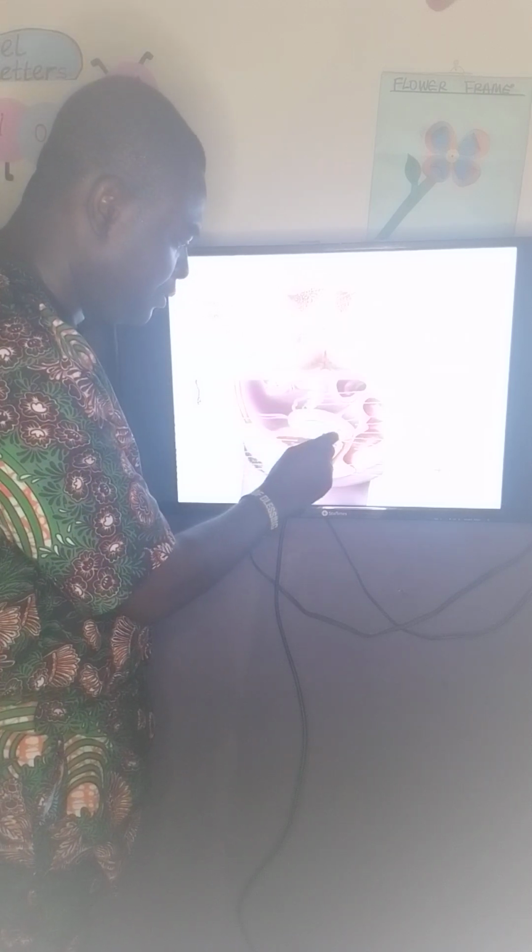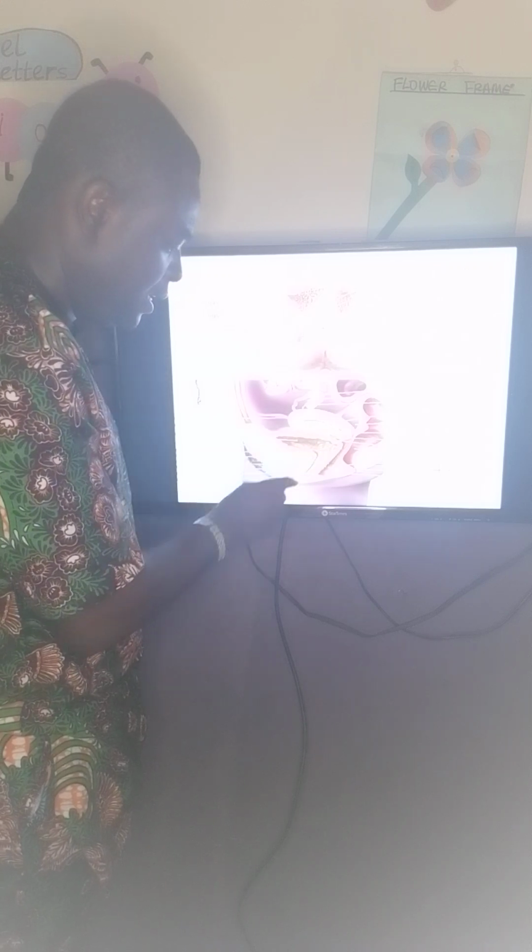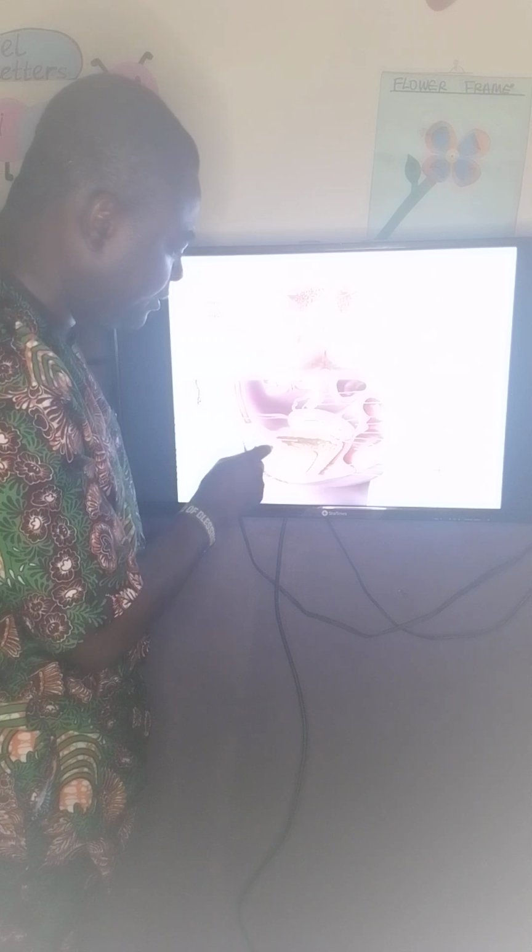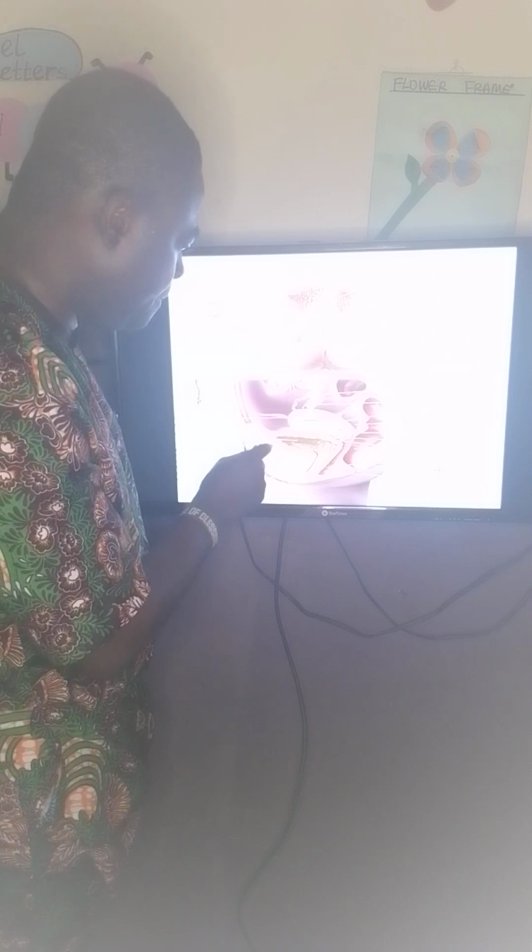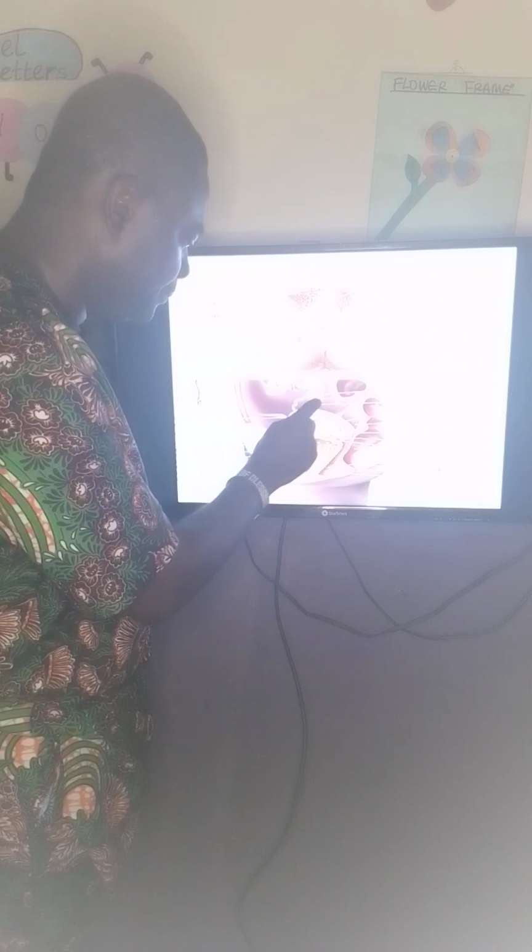Now, this is the womb, the uterus, the wall of the womb. This is the cervix. And in this cervix, there is an opening here. This is the vagina. So the vagina extends as far as this area. It is very long, about 10 centimeters in length. Now, look at the ovary, the oviduct, and the fallopian funnel.